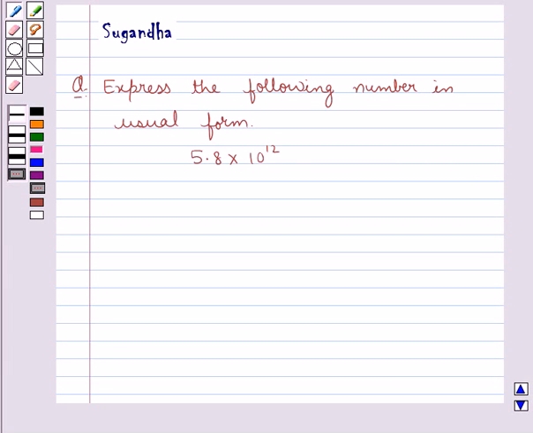Today I'll help you with the following question. The question says, express the following number in usual form. Let's move on to the solution. The number given to us is 5.8 multiplied by 10 to the power 12. That is, this is equal to 5.8 multiplied by 1 followed by 12 zeros.